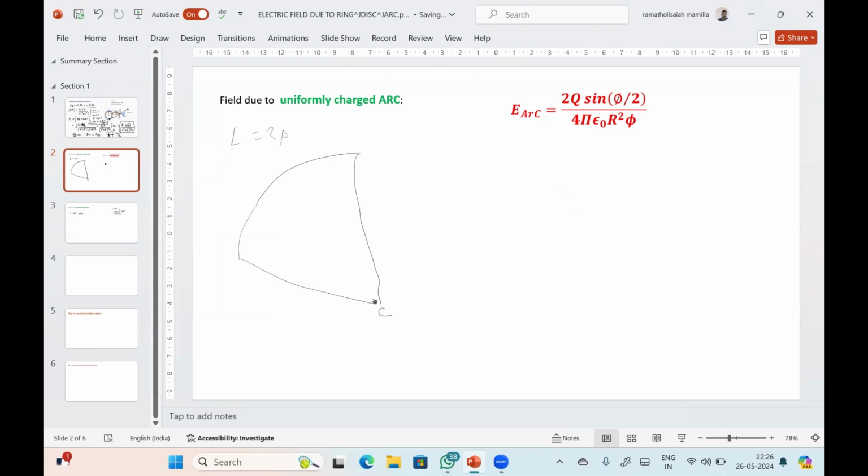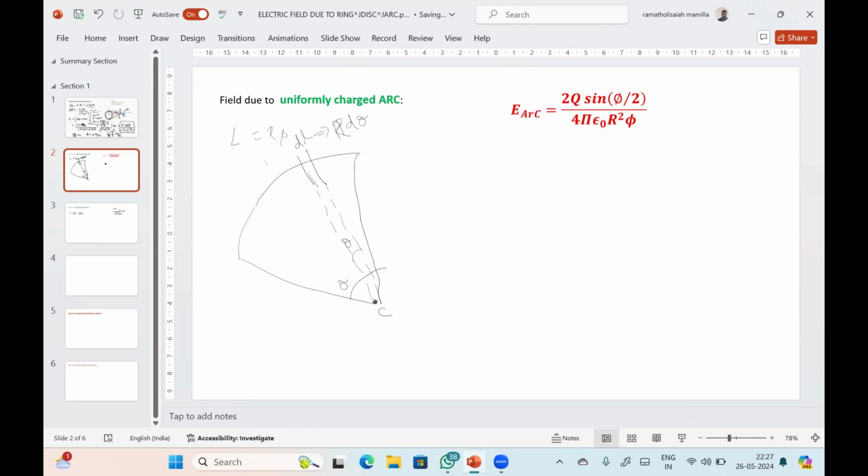To find the field due to this arc, first of all consider any small element. Anywhere on the length of the arc, a small element dl, with charge density lambda. dl is equal to r d theta. So this dl element is making angle d theta with the center. Now the total arc angle is phi.